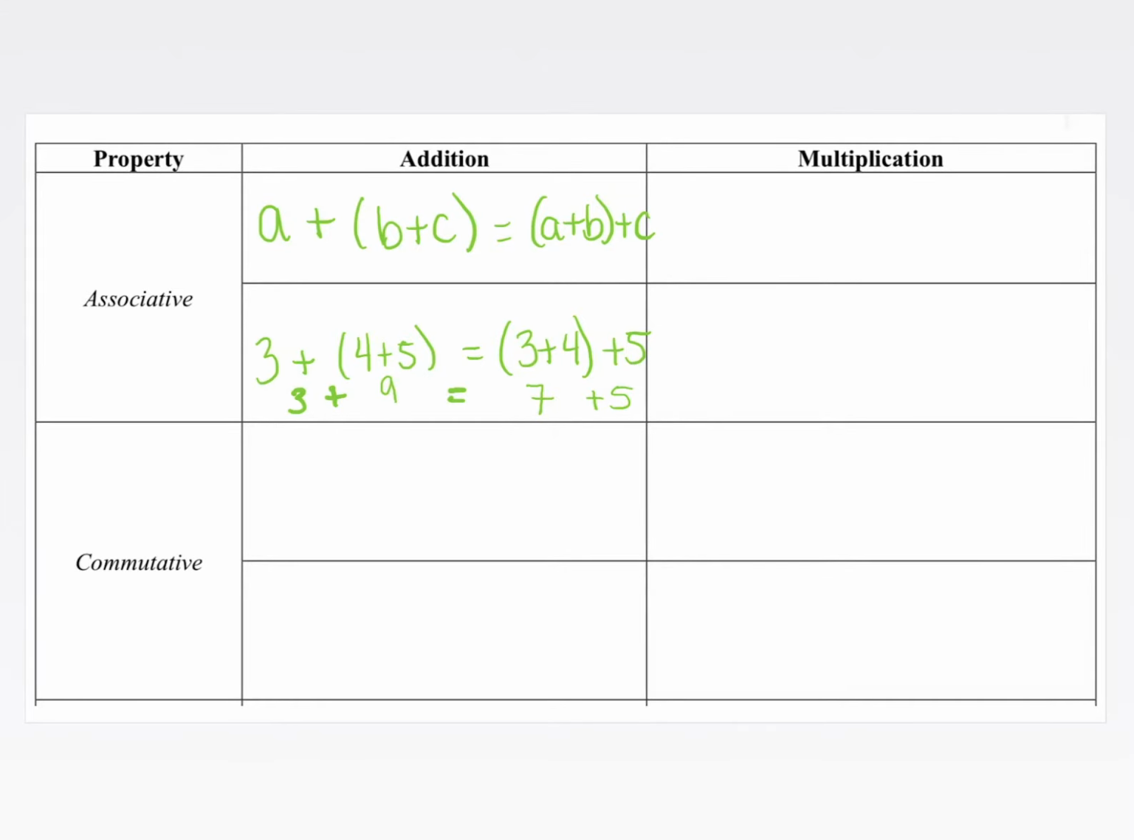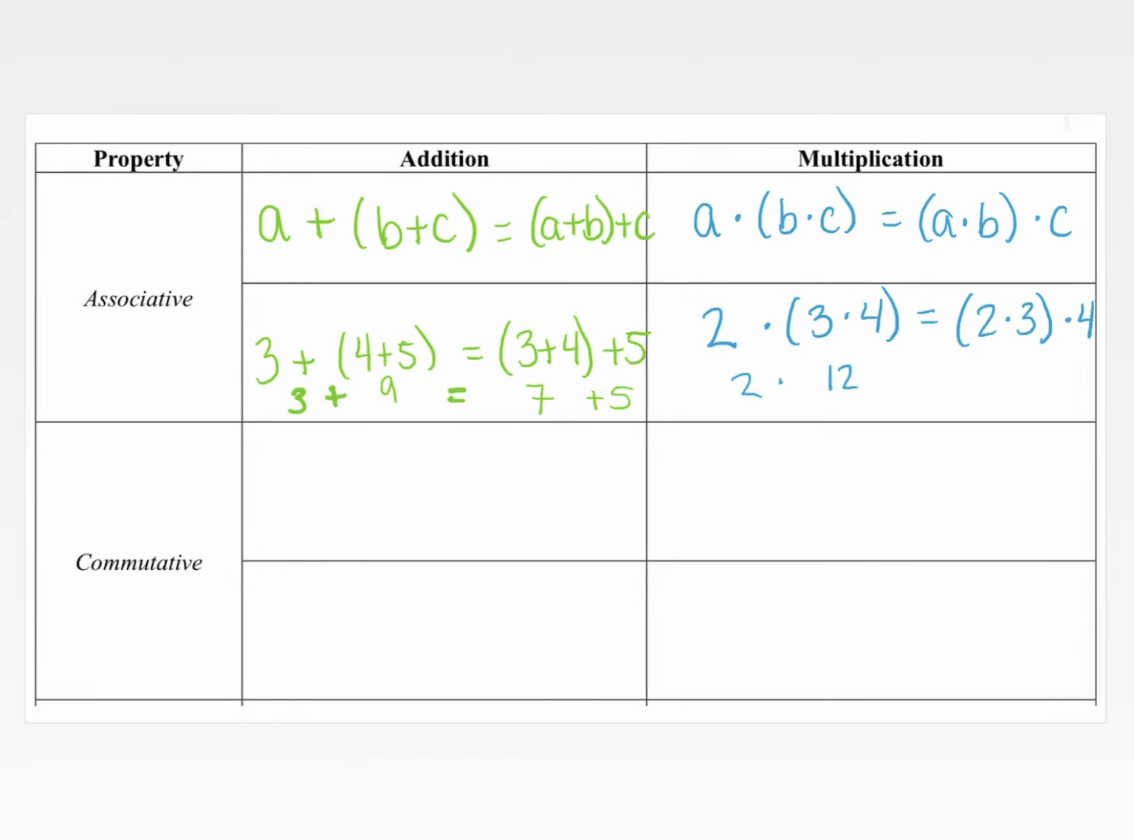Now, similarly with multiplication, A times B times C with the parentheses grouped one way is equivalent to the other grouping. Numerically, we can write it as (2 × 3) × 4 equals 2 × (3 × 4). If we look in our parentheses first, 3 times 4 gives us 12. 2 times 12 is 24. On the other side, we have 2 times 3 gives us 6. 6 times 4 is also 24.